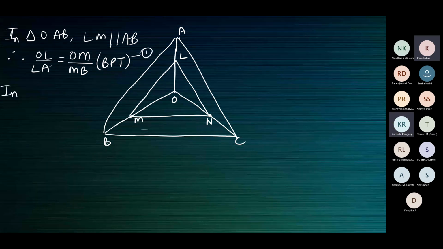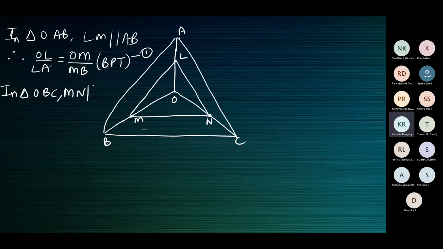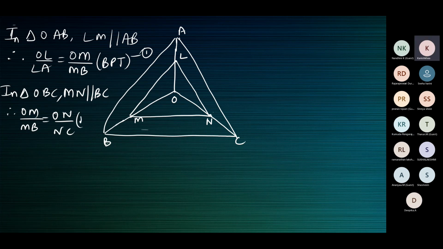And then in triangle OBC, MN is parallel to BC, ma'am. And OM by MB will be equal to ON by NC, ma'am. Okay. Reason? Same BPT, ma'am.